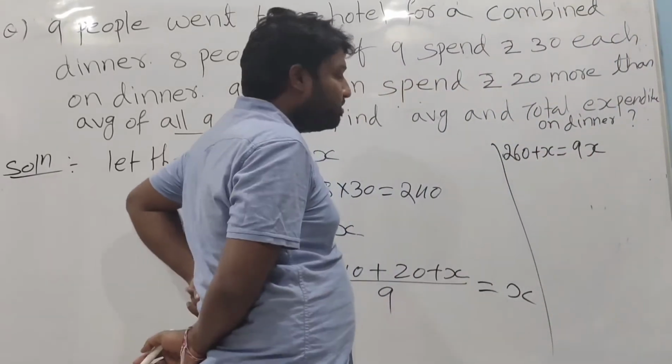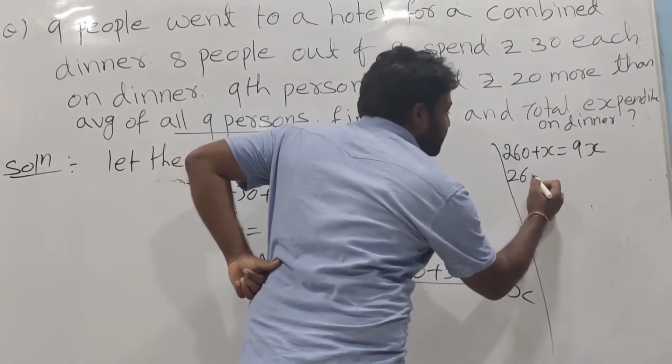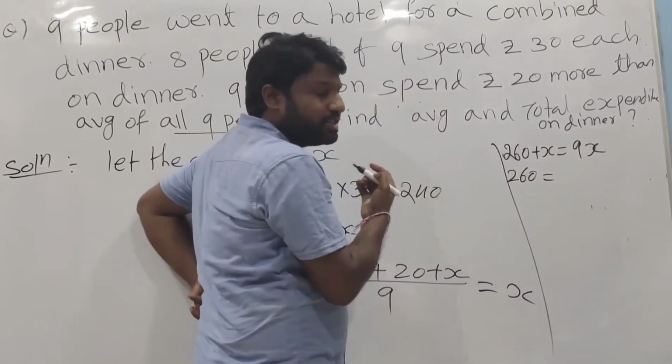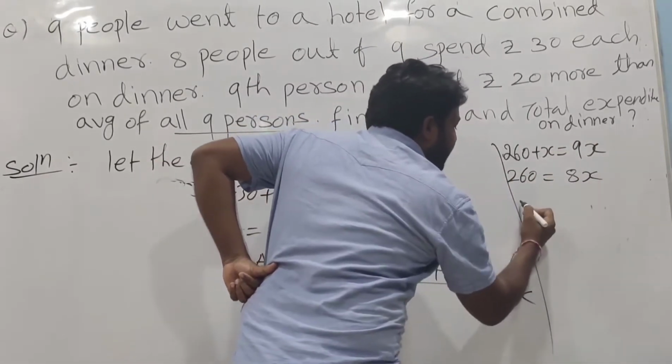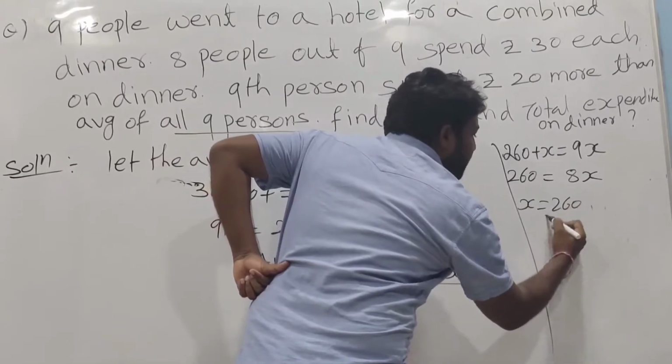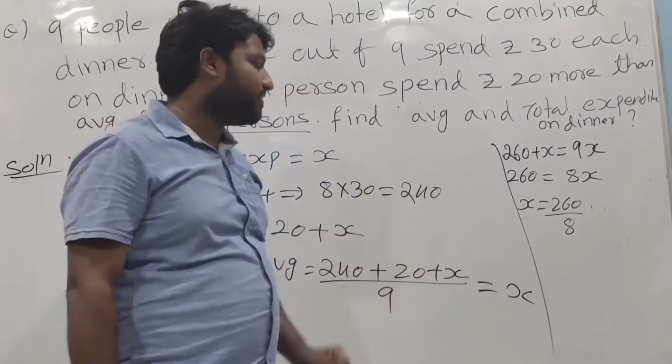260 plus X is equal to 9X. So 260 is equal to 9X minus X, which is 8X. From here I will get the X value as 260 by 8. Okay, here I am getting X value as 260 by 8.